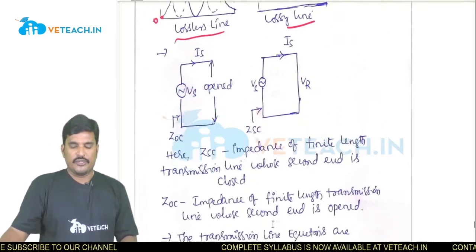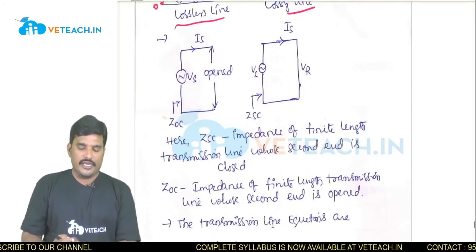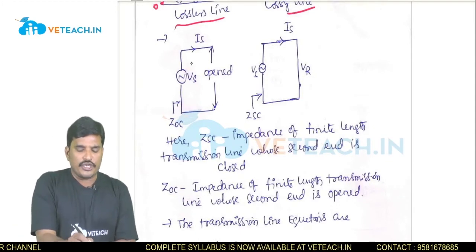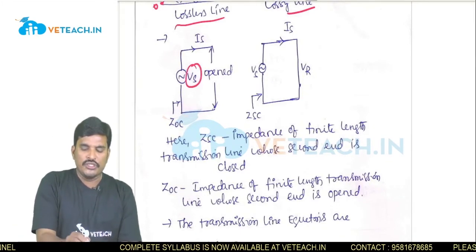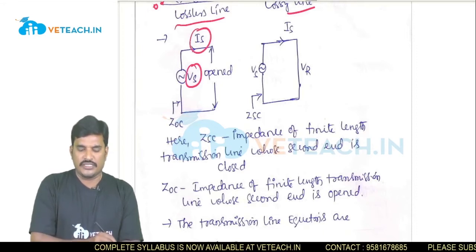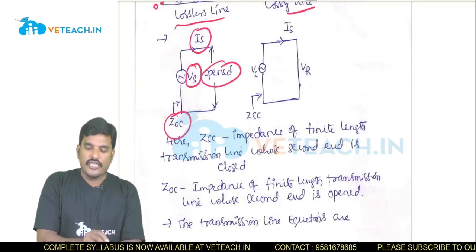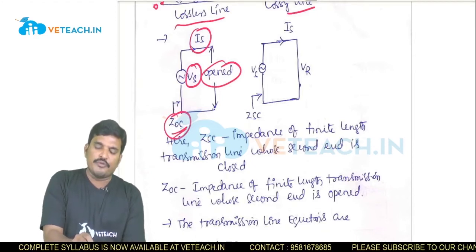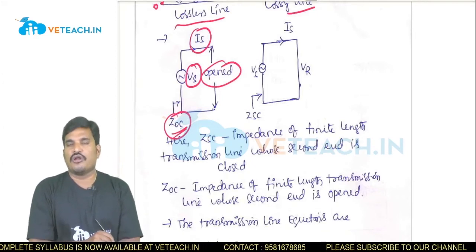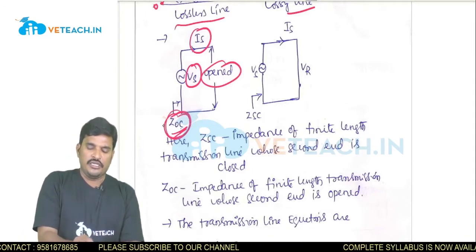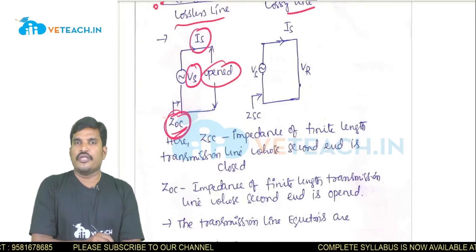Coming to the diagrams on the screen, the first diagram is for an open circuit. Here this is the voltage source, this is the current source IS, and the second end is open. The impedance measured at the input terminals of the transmission line is called the open circuit impedance, ZOC.